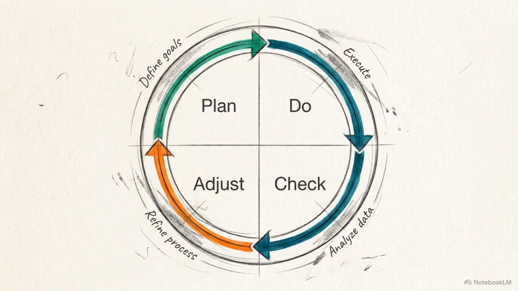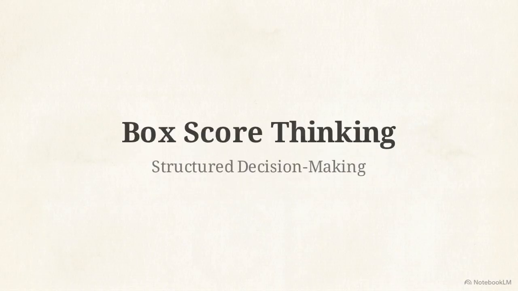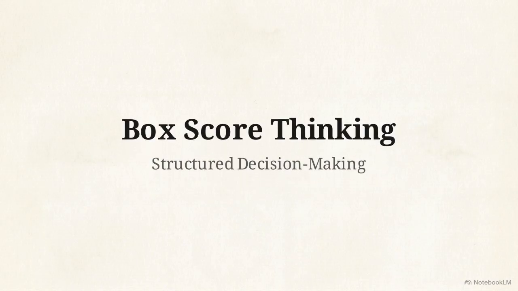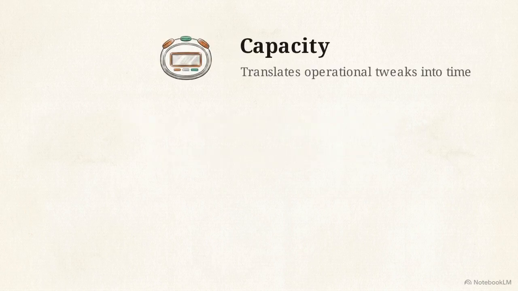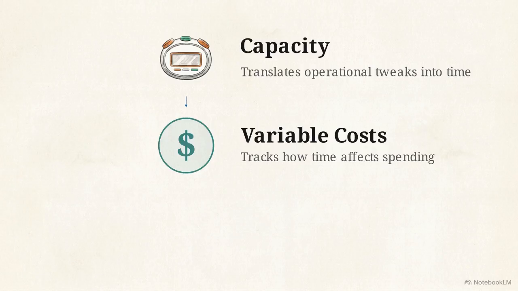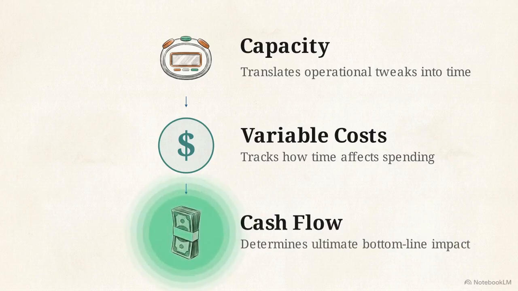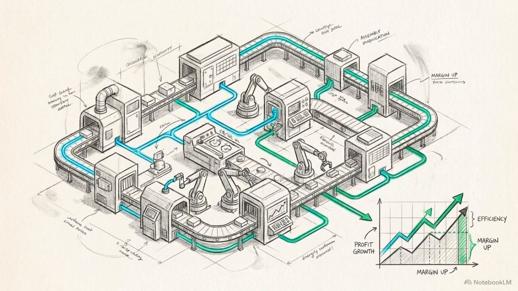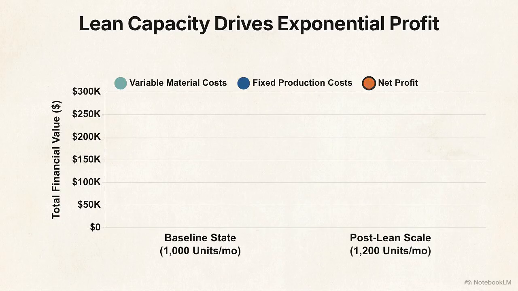This sequence creates a framework called box score thinking. It serves as a predictive tool designed specifically for the plan, do, check, adjust cycle. Before executing a change, management asks a structured sequence of questions. How will an operational tweak impact our capacity? How will that capacity affect our variable costs? And ultimately, what is the impact on cash flow? By integrating these tiers, the box score lets management mathematically predict the exact financial outcome before moving a single machine on the floor. This visualization maps the actual economics of lean.